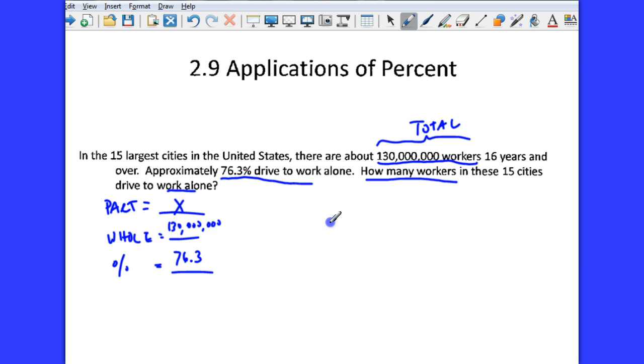So if I did a proportion, I'll write it up here again. Part over whole is equal to percent over 100, or is over of percent over 100. But in the context of applying it, part over whole makes more sense. All right, part would be x. The whole is 130 million. That's equal to 76.3 over 100.